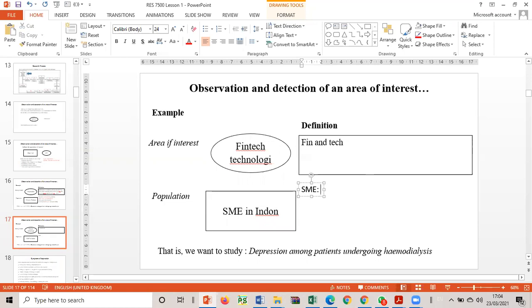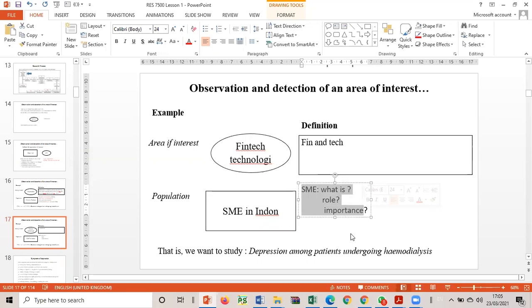What's the role of SME? First, what is SME? Next, what's the role of SME? Is it important? What is the SME definition? Why is it important in the economy of the country? So talk about SME first. These SMEs in Indonesia, are they doing well?